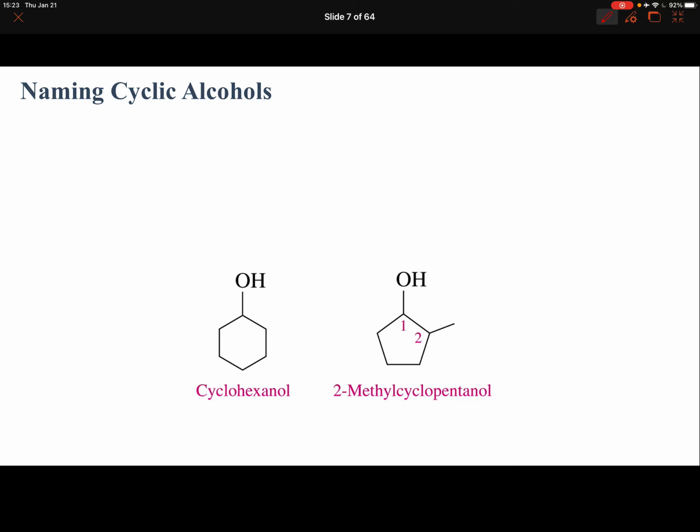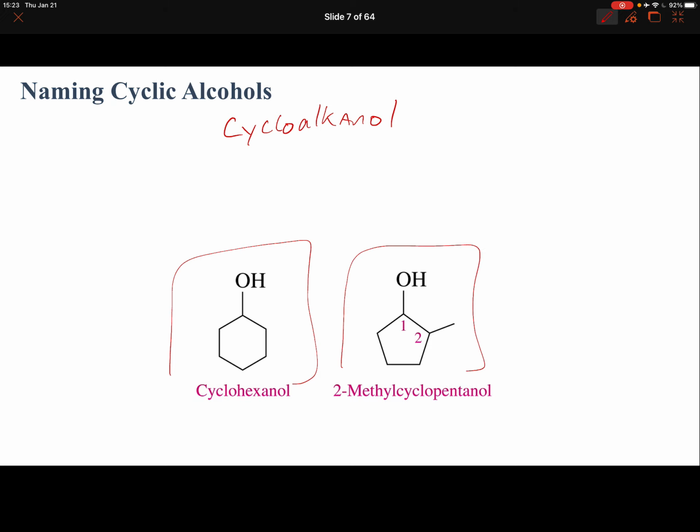When we name cyclic alcohols, we just put the word cyclo in front. These are cycloalkanols. That would be the term for them. If there are substituents, then the ring is numbered from carbon 1, which is the carbon attached to the OH group. Here, the OH group with no substituents, we don't have to do any numbering. But here we have a substituent, so, because this is a cycloalkanol, we name that carbon as carbon number 1.